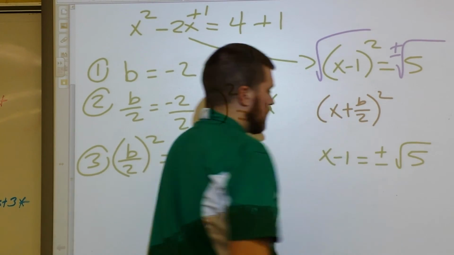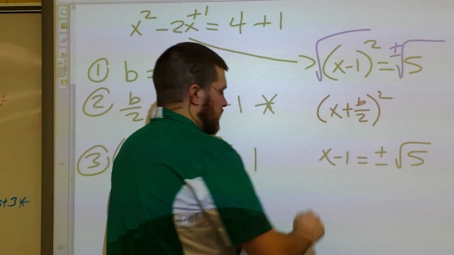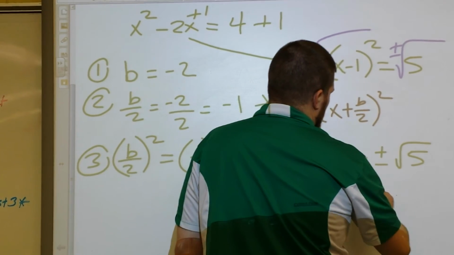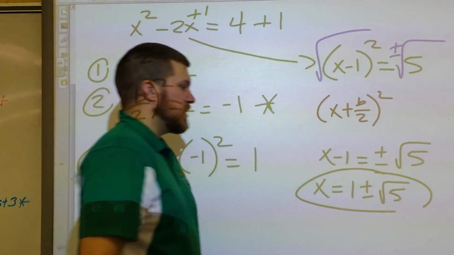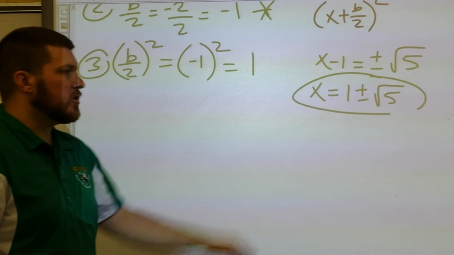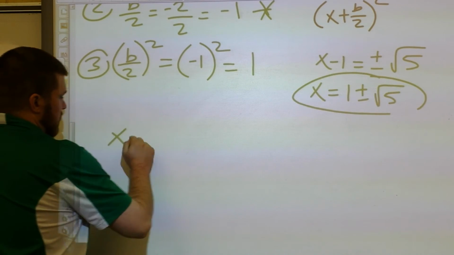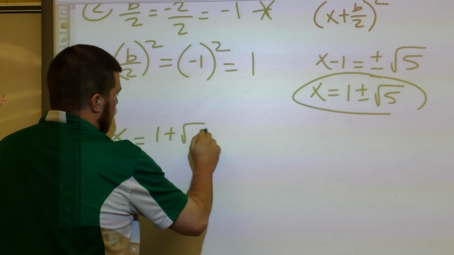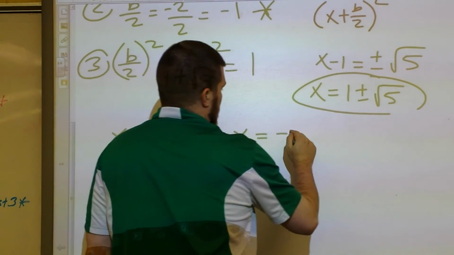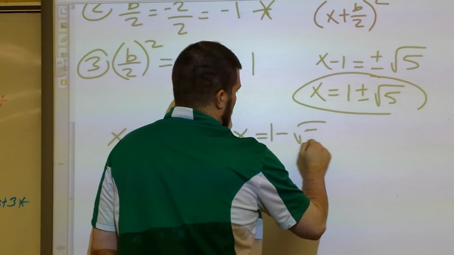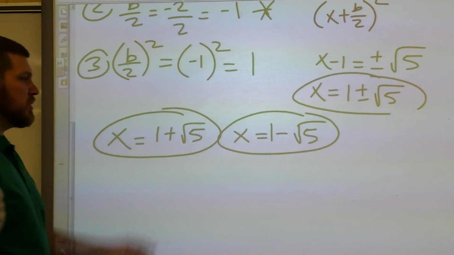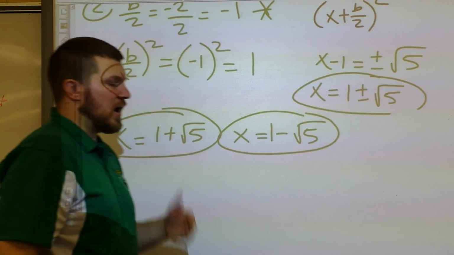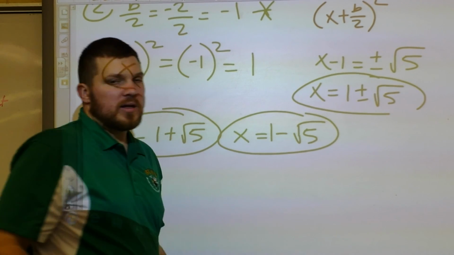I want to get x by itself, so I'm going to add 1 to each side. So x equals 1 plus or minus the square root of 5. And I have x by itself, so technically that's my answer. However, I could split that up. Let's do that. So x equals 1 plus the square root of 5, and x equals 1 minus the square root of 5. And like we just said in the previous problem, you could turn those into decimals if you wanted to. I'm not going to. And that's it for this video.